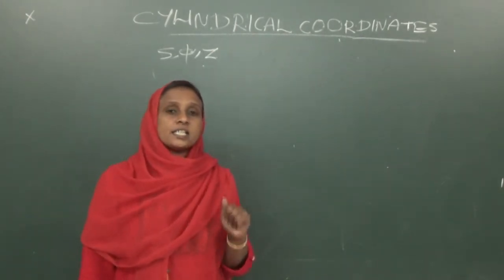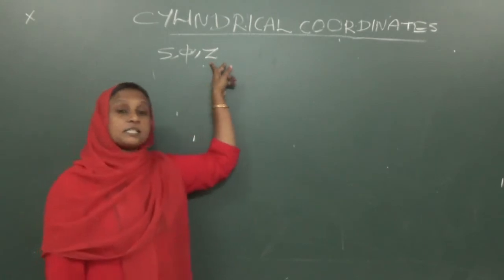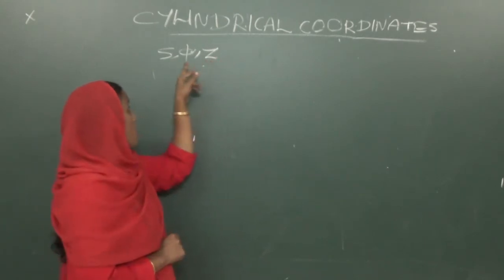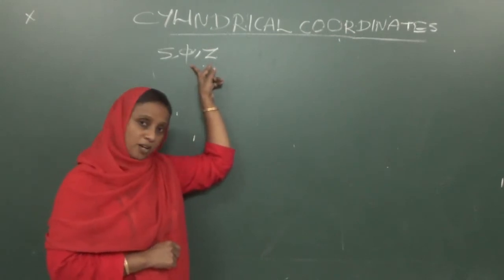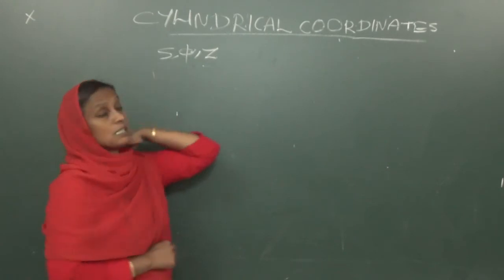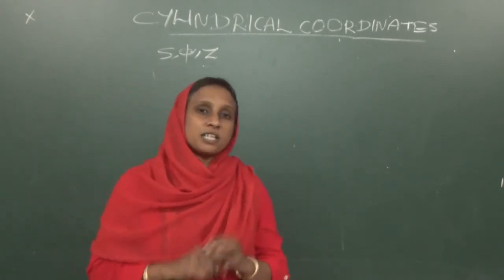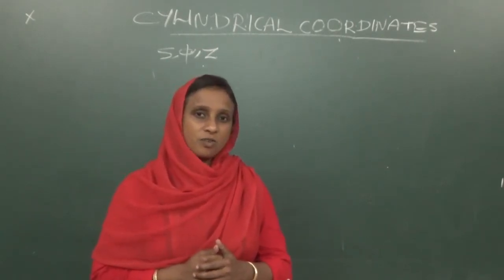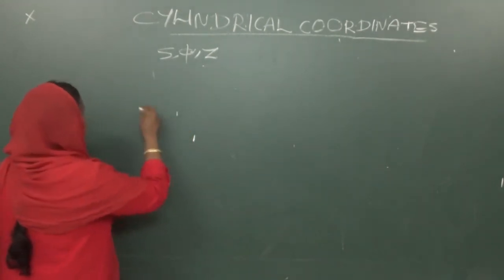S, phi and Z. Z is the same z-axis which is defined in the Cartesian coordinate system. Phi is the same azimuthal angle which is defined in the spherical polar coordinate system. S is a new variable which is defined as the distance from the z-axis to the point P. Okay, so I think I can draw the figure here.